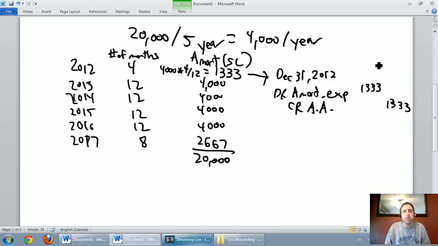So, as you can see, straight line amortization is very straightforward, and the reason it's called straight line is if we have a full year of amortization, as we do in 2013, 2014, 2015, and 2016, when we have a full year of amortization, it's always the same. If I were to draw on a graph, it looks like a straight line. That's why straight line is called straight line amortization.